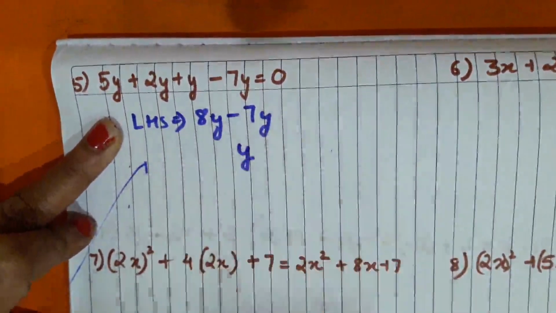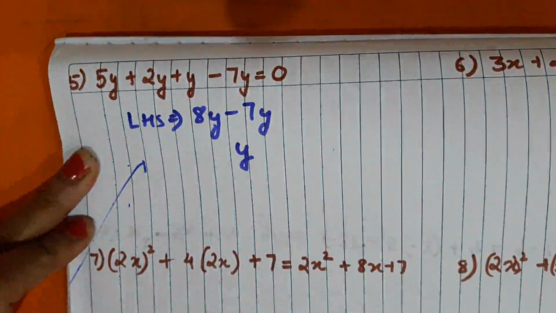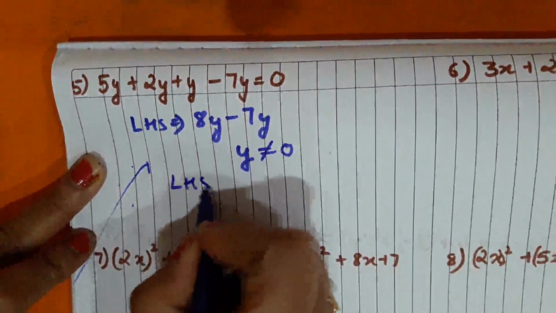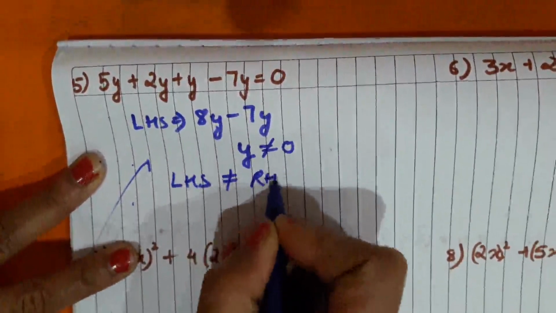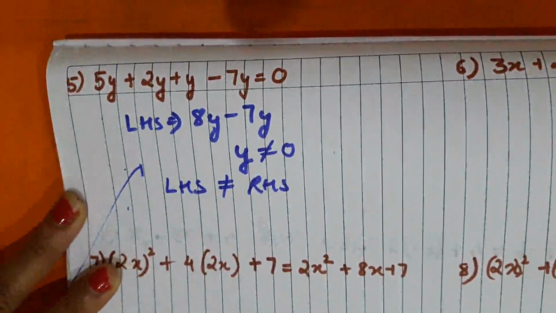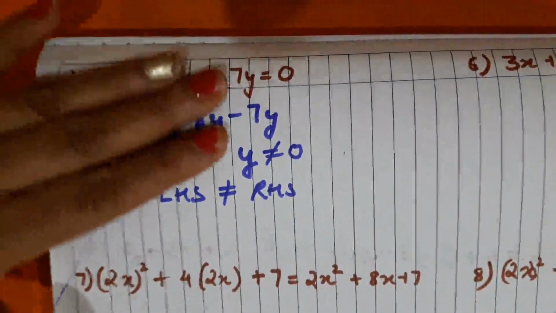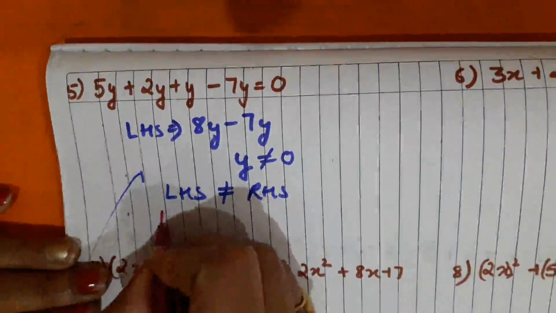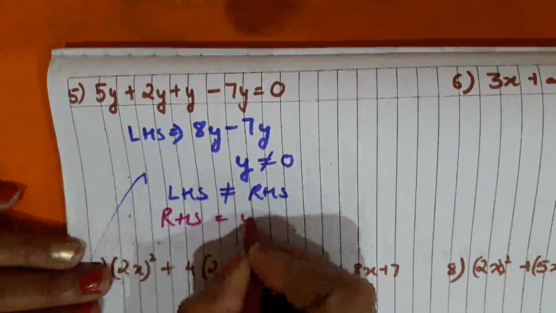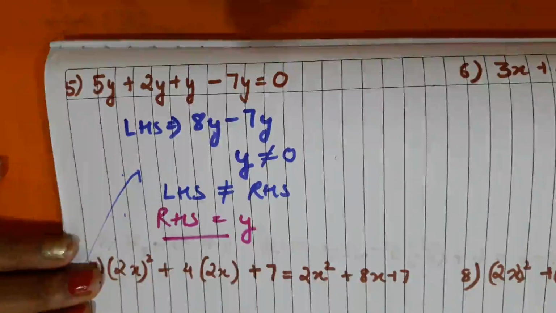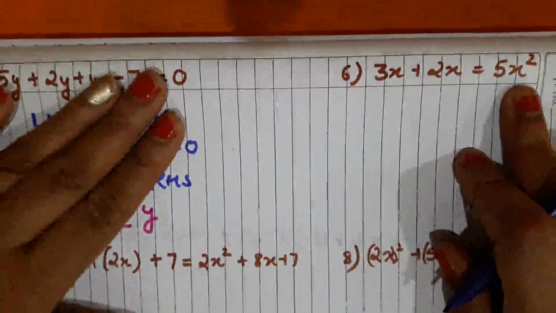It means 1y is there. It is not equal to 0. So the leftmost side is not equal to the rightmost side. If we want to make them equal, we want y on the right-hand side. Then only the left-hand side will be equal to the rightmost side. Let's move to the next part.